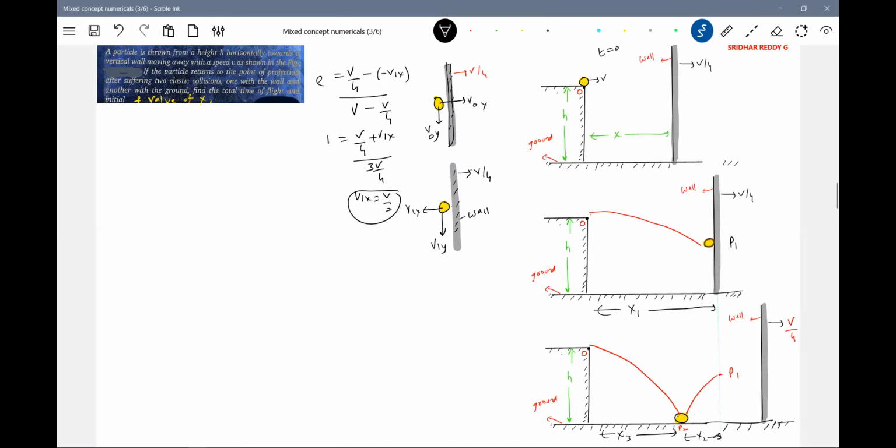First, what is the time taken to move from O to P1? That we will calculate, T_OP1. So shall I use the relative velocity formula? The separation between them is equal to x, and the time taken to move from O to P1. What is the relative velocity? V minus V by 4, times T_OP1. So T_OP1 should be equal to 4x by 3V. This is a very fundamental equation.